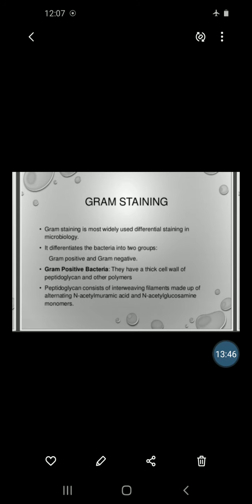Then we will see the Gram staining. This is all about simple staining. Next we will see the Gram staining.